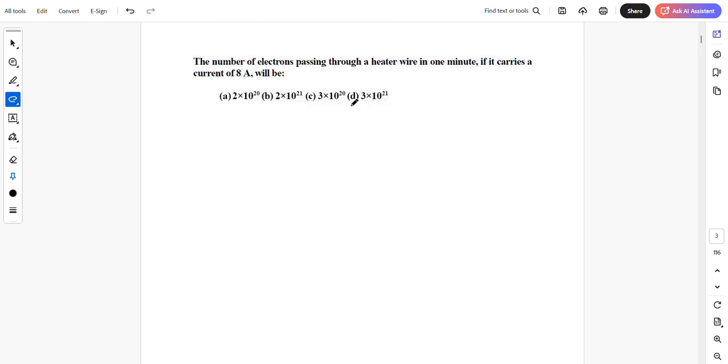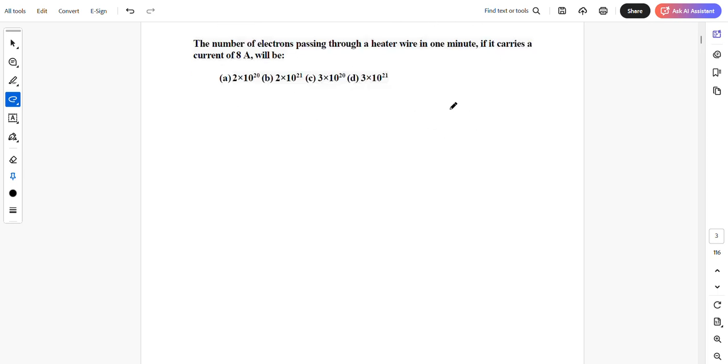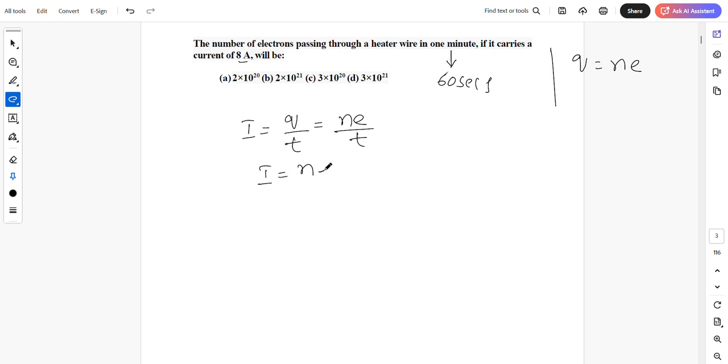Now let us do the second problem. Here the number of electrons passing through a heater wire in 1 minute, 1 minute is how many seconds, 60 seconds are there. If it carries a current of I equal to 8 amperes. We know I is equal to Q by T, that is nothing but Q is NE by T. What is Q? Q is equal to N into E. Now from here I is equal to NE by T.